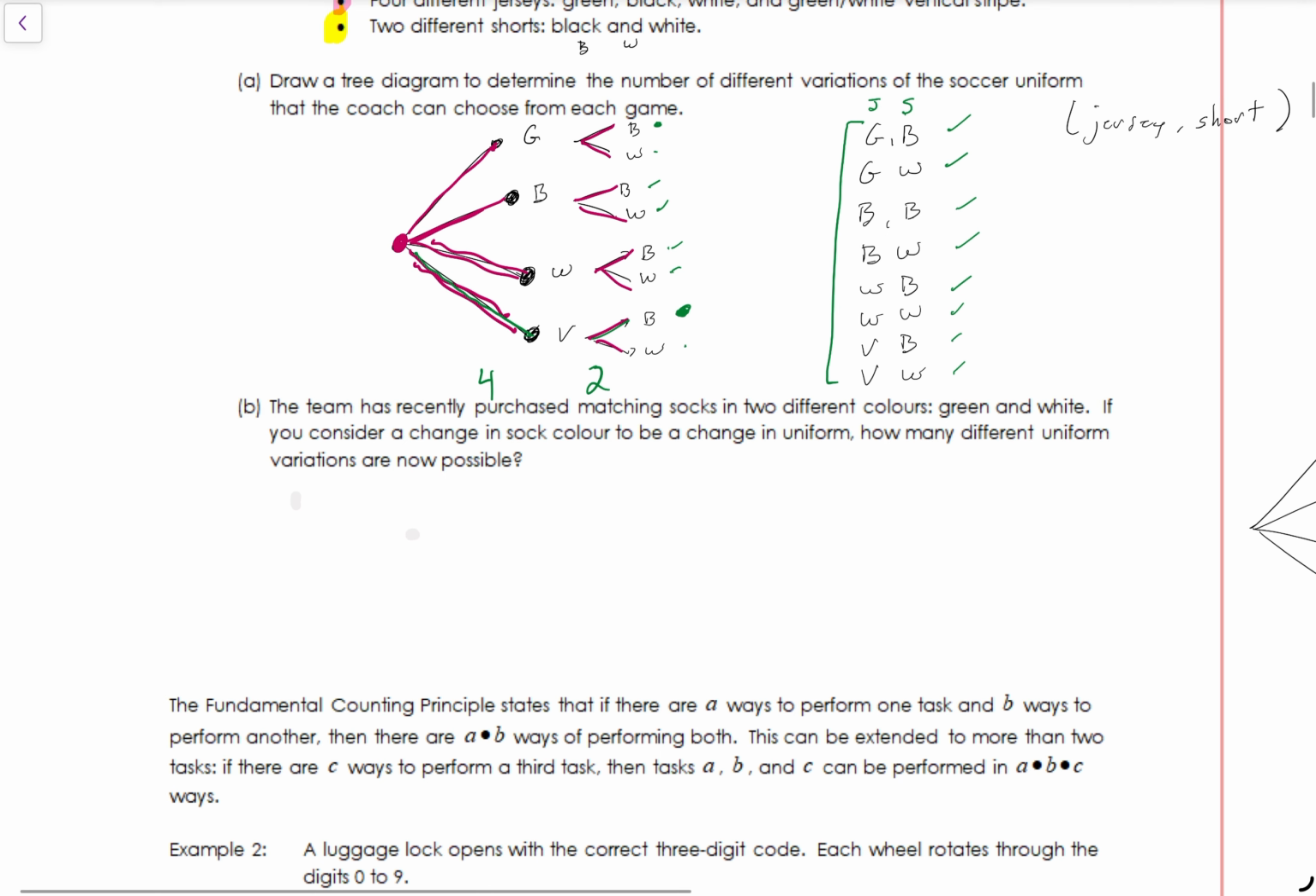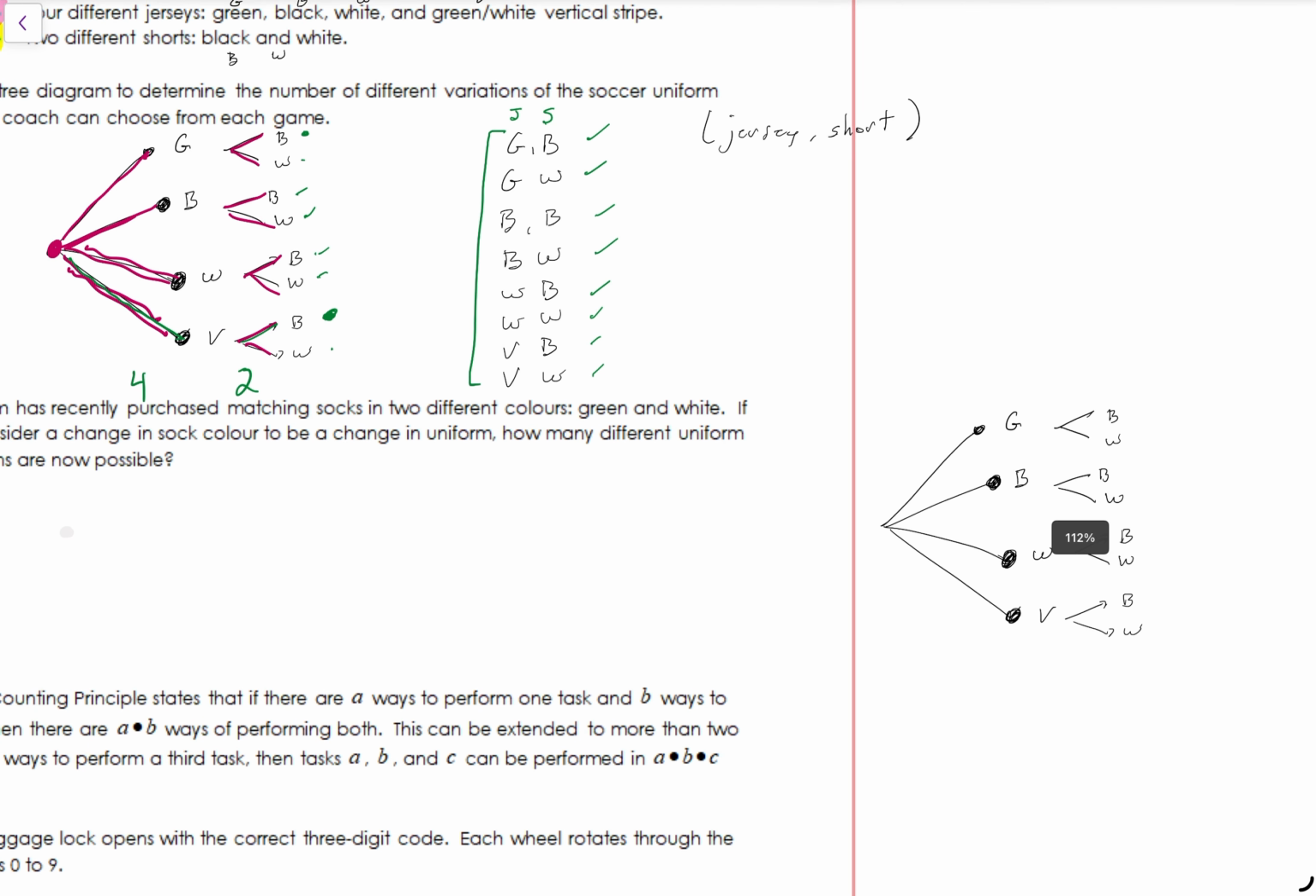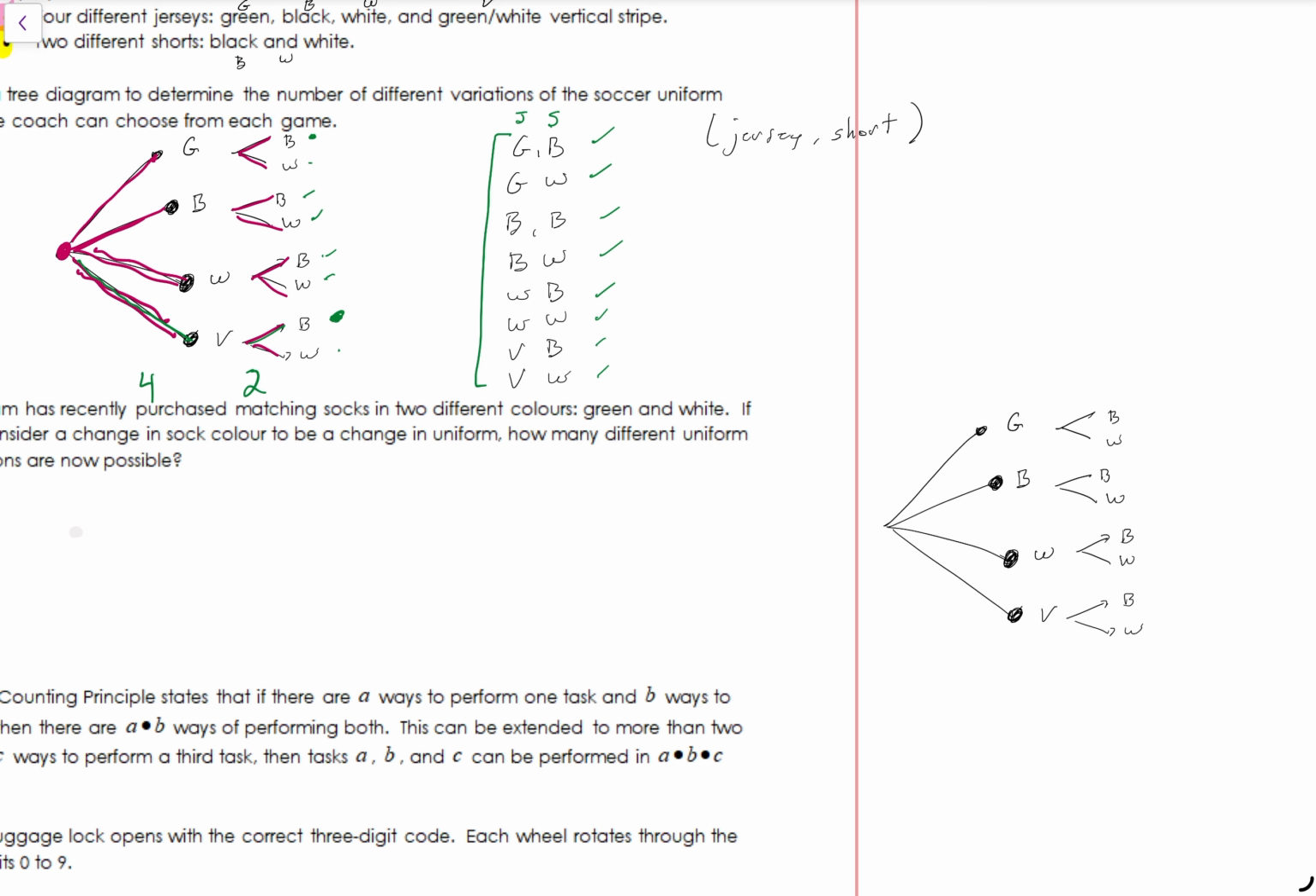Now, the soccer team recently purchased matching socks in 2 different colors, green and white. If you consider a change in sock color to be a change in uniform, how many different uniform variations are there? Well, I got lazy. Not lazy. I just copied and pasted. Thank God for technology. So now recognize that this first one represents our jerseys. These ones represent our shorts.